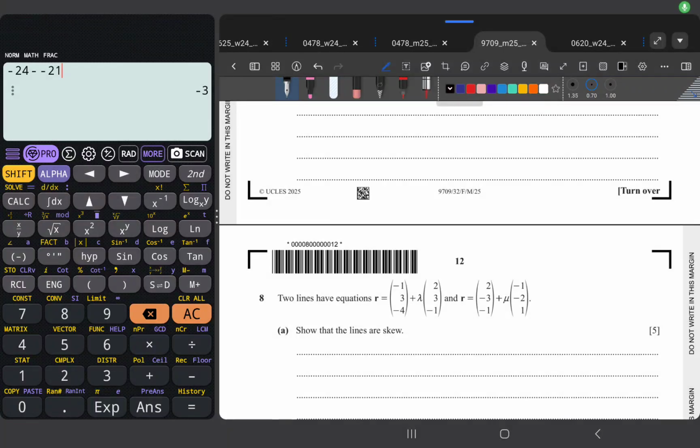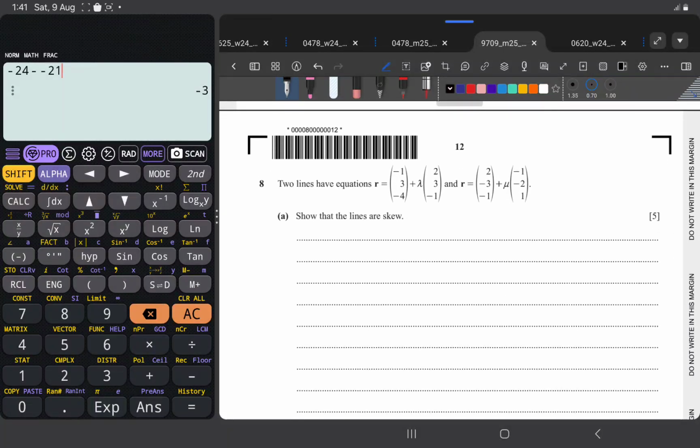Let's go through number 8. Very, very nice one. Two lines have equations R equals something, and the other R equals something else. Then they said, show that the lines are skew. So this is not a new word. You learn about it in vectors, and we talked about it. Now I'm going to revise it with you as well.